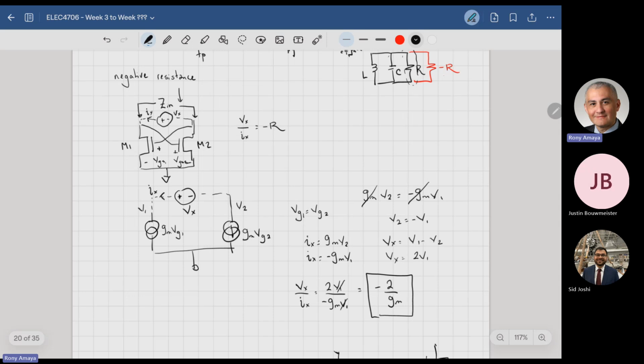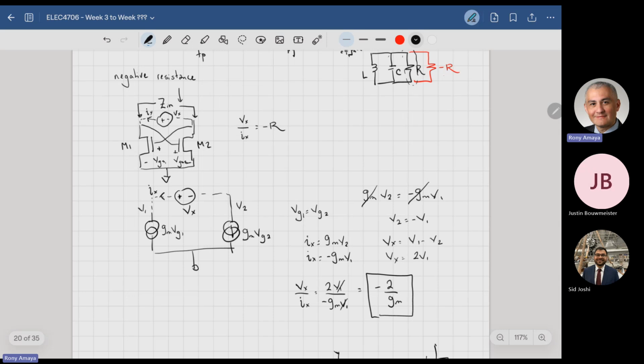And if you do that, you basically equate that VG1 is equal to VG2, but GmVG2, by definition, is actually equal to the opposite of GmVG1, so you have a negative factor there. And by definition, we then say that V2 is equal to negative V1, because of the polarity of how we're measuring it. So V2 is equal to negative V1, and Ix is equal to GmV2, but V2 is equal to negative V1.